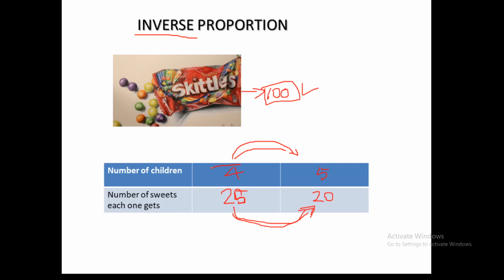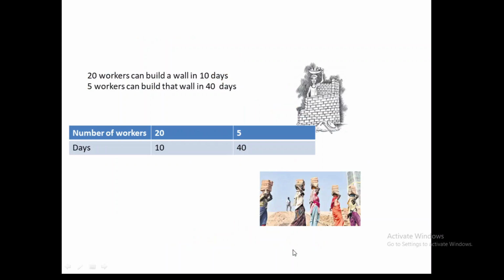Here we can make a relation. 4 into 25 is 100, right? 5 into 20 also 100. This is the relation. We can go for one more example.